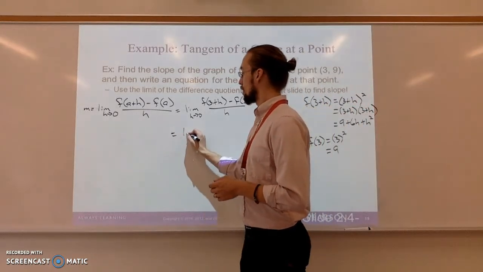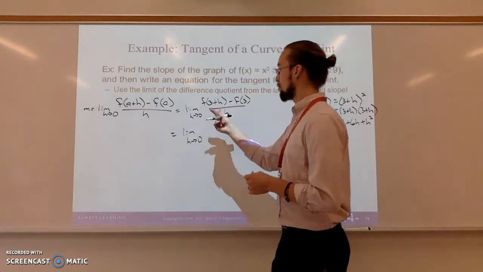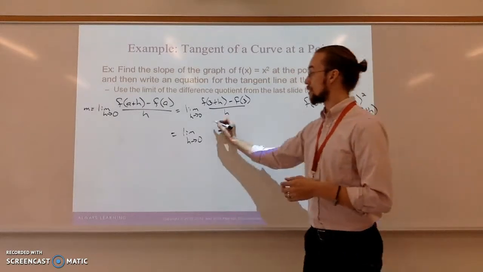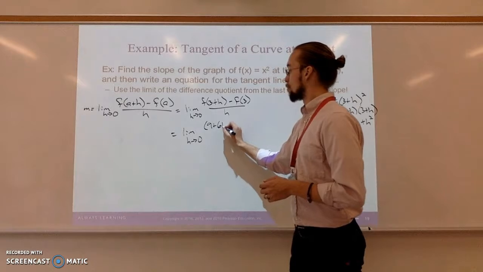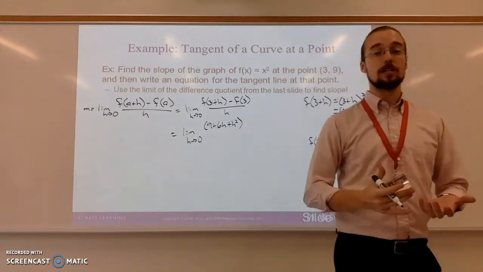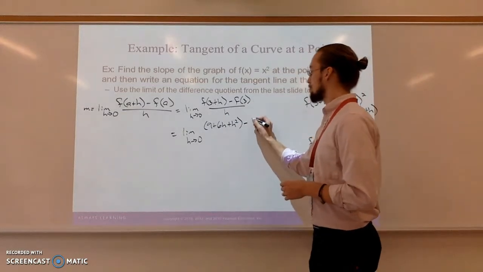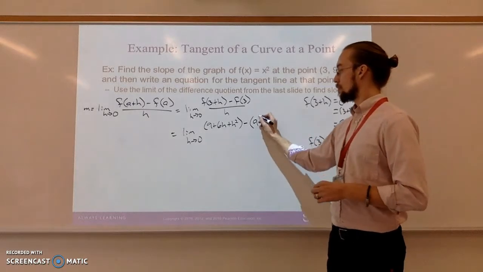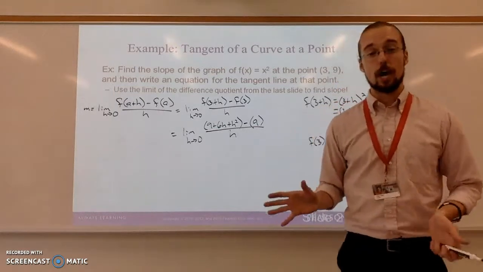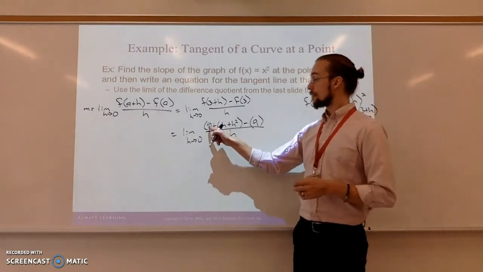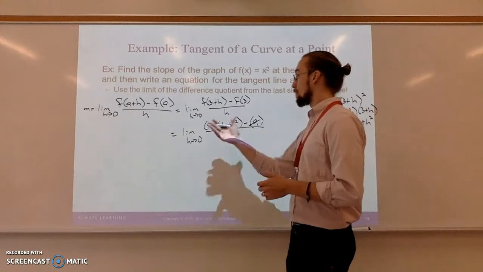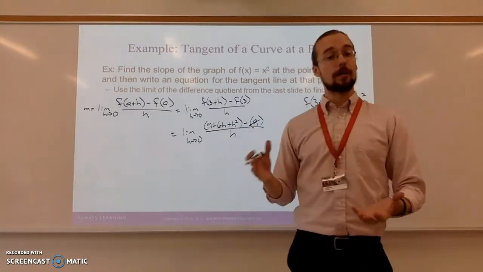So this will become the limit as h approaches 0 of, now my f of 3 plus h is right here, 9 plus 6h plus h squared. So I'm just replacing this f of 3 plus h with 9 plus 6h plus h squared. Now minus my f of 3, minus 9, all still over h. Now at this step, something should happen. We can see that I've got 9 minus 9. Those will cancel out. When we get to this step, something should always end up canceling out.